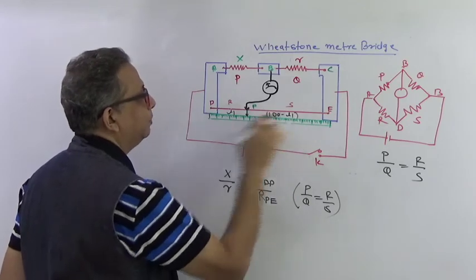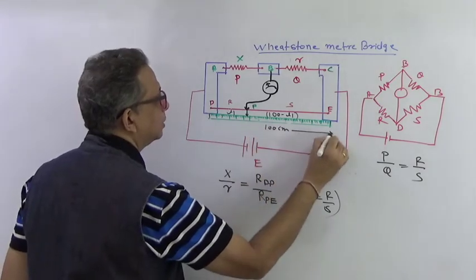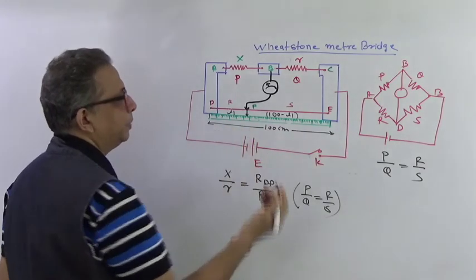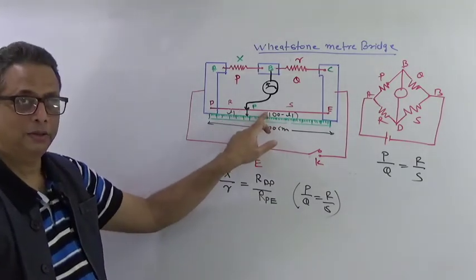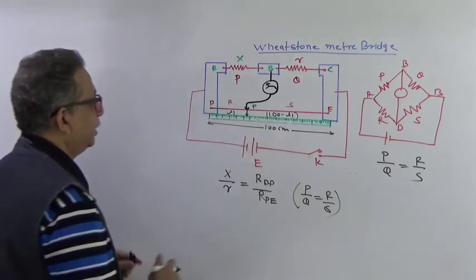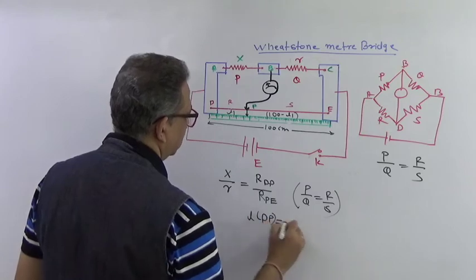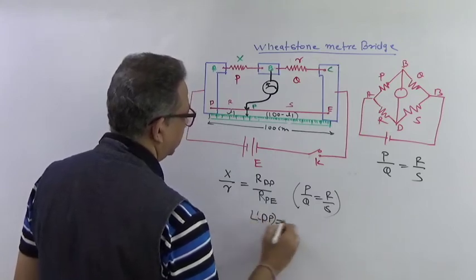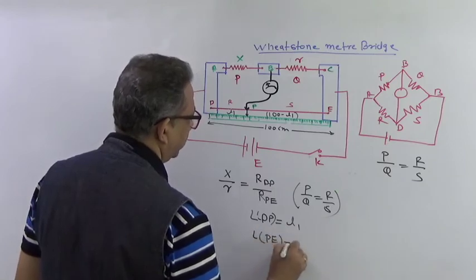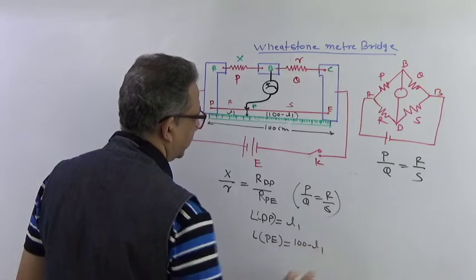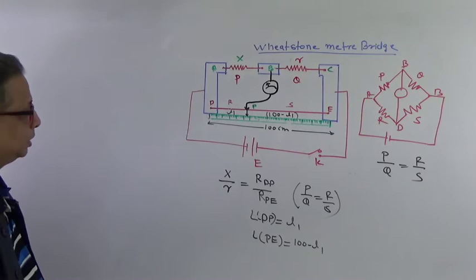What will be length PE? Because this whole thing is 100 centimeter, or 1 meter, the remaining length PE will be 100 minus L1. Is that clear? So if length dP is equal to L1, length PE will be equal to 100 minus L1, right? Writing this in terms of relation.